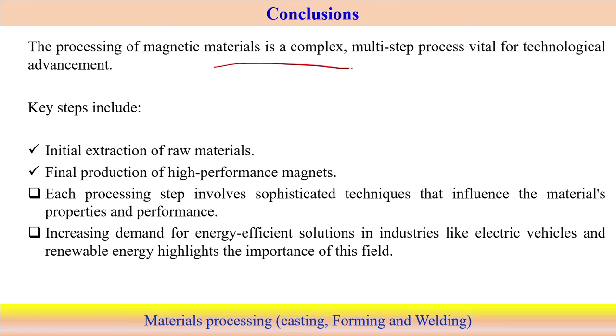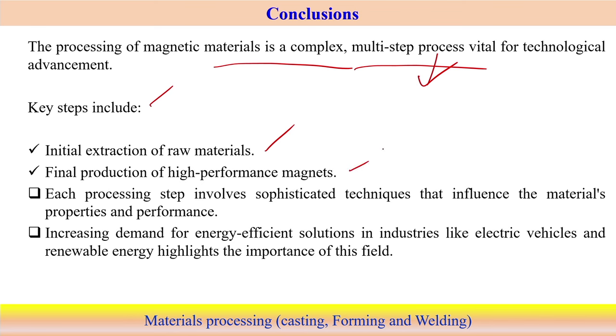Overall, the processing of magnetic materials is complex. It is not a single step; multiple steps are involved, and mostly the processing starts from raw metals in the form of powder rather than a ready-made material. So powder processing technology is the best technology for processing magnetic materials. The key steps include the initial extraction of the raw materials, which is challenging, and non-availability of materials is another difficulty. That is why recycling of raw materials can be another option to meet the demand for these rare earth elements.